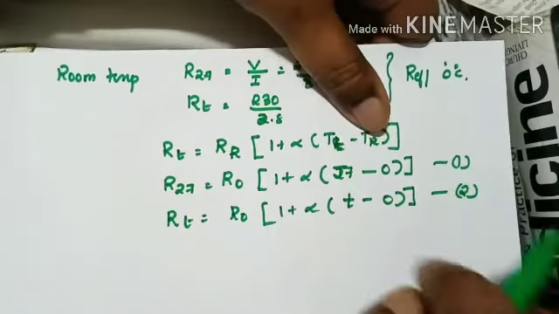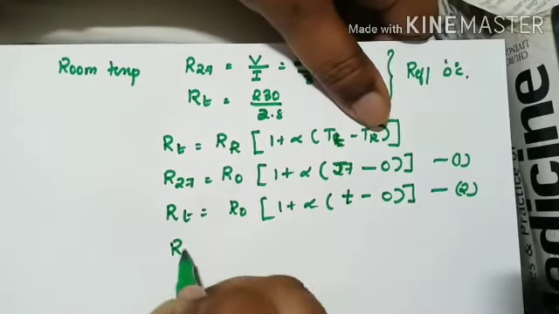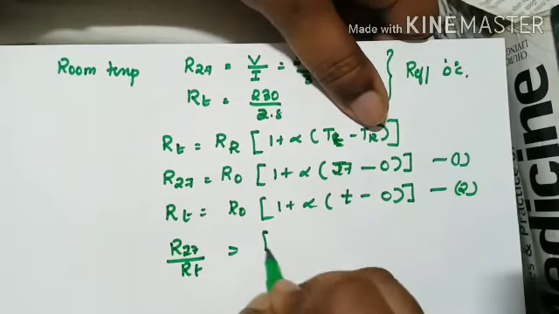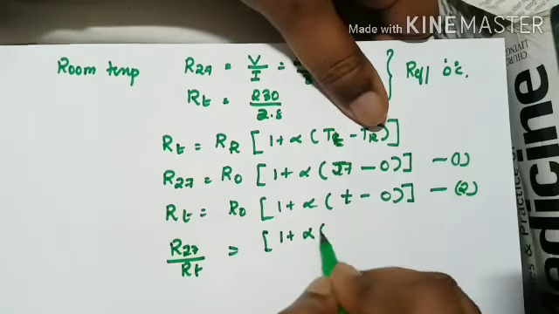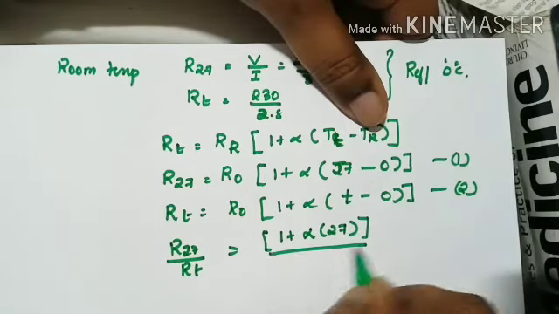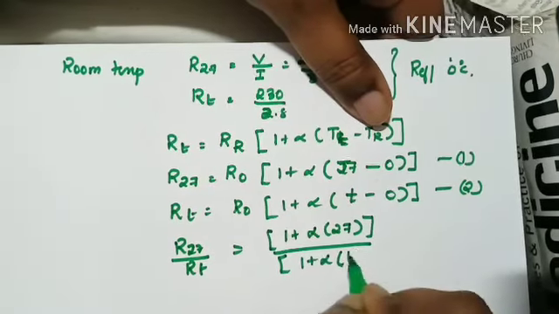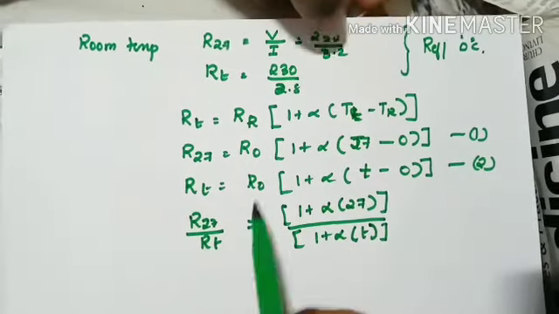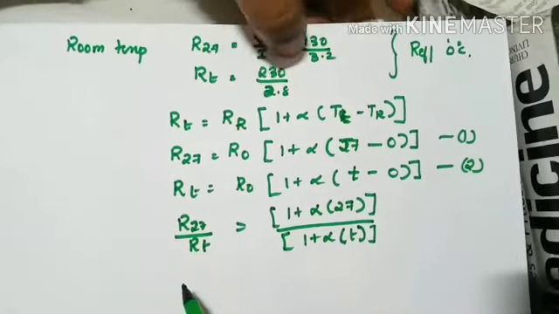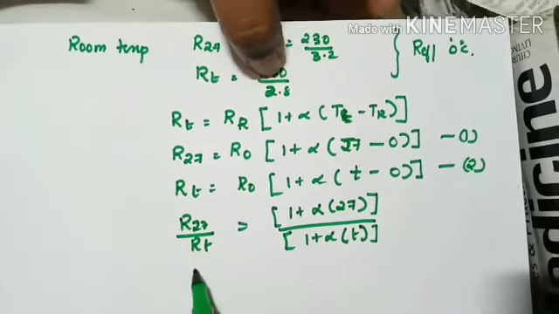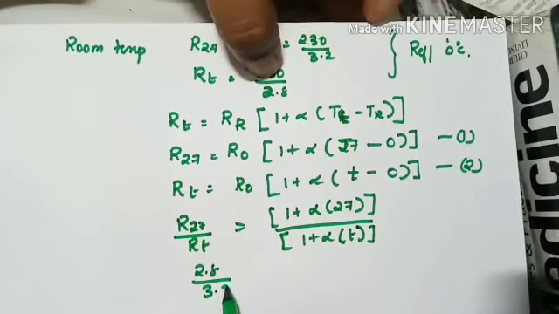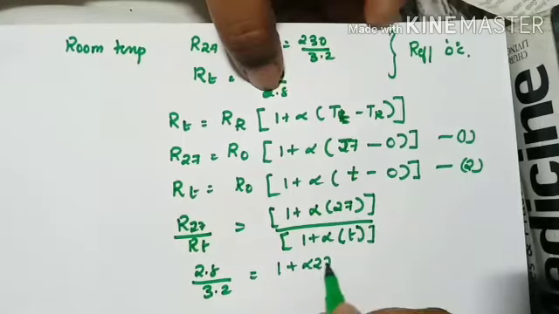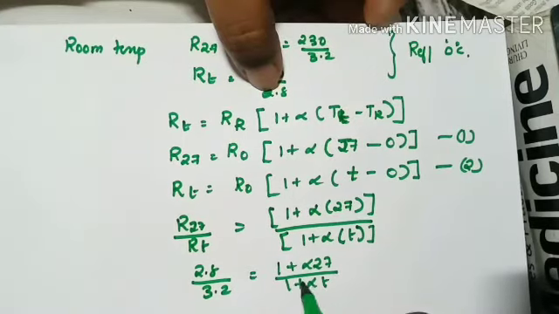Two scenarios with the same common reference temperature of 0 degrees Celsius. I wrote two equations. When I divide these two, I will get R27 divided by R_T. R naught cancels out. So in the numerator, 1 plus alpha into 27 remains. Similarly, in the denominator, there is 1 plus alpha into T. In place of R27 and R_T, I can write the above values. Both have the numerator 230. So if you put the values, it will be 2.8 divided by 3.2 is equal to 1 plus alpha into 27 divided by 1 plus alpha into T.